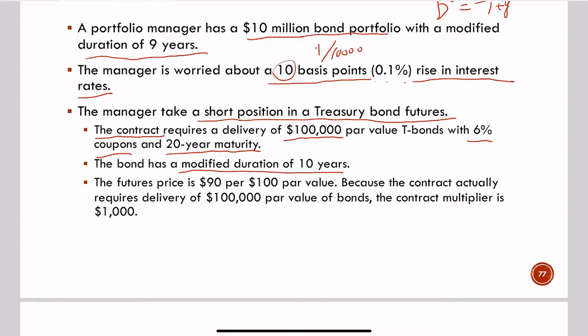And you can see here that one contract, right, requires a delivery of $100,000 par value. So you can see that the contract multiplier is given by the total delivery amount per contract divided by par value 100. So it's 1,000. Right?